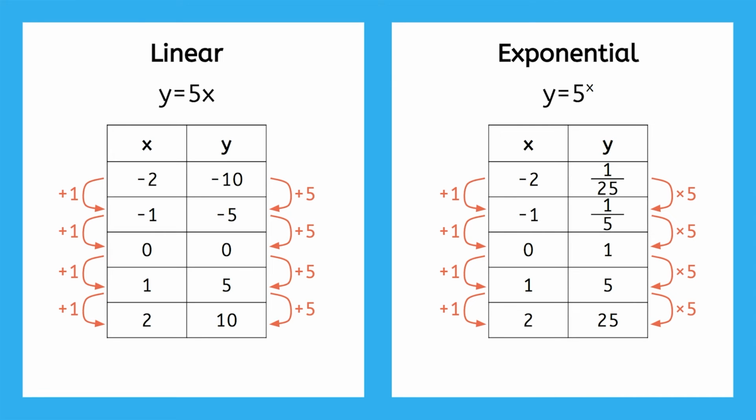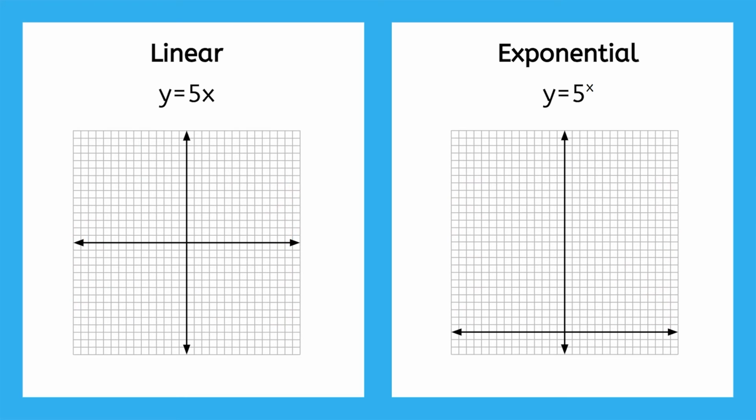Now, if we plot these points on a graph, we see another interesting difference between linear and exponential functions. While the linear function makes a straight line, as we could have guessed, the exponential function makes this really sharp curve because of how the y values get really big really fast once the exponent is positive. And actually, this sharp curve is something that we'll see in all exponential functions.